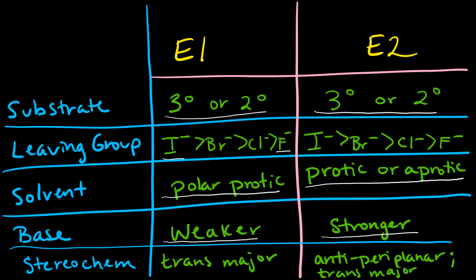And finally, in terms of stereochemistry, both reactions will yield trans products as the major products when possible. And the E2 mechanism sometimes has to follow this anti-periplanar rule, so sometimes the trans product is not possible.